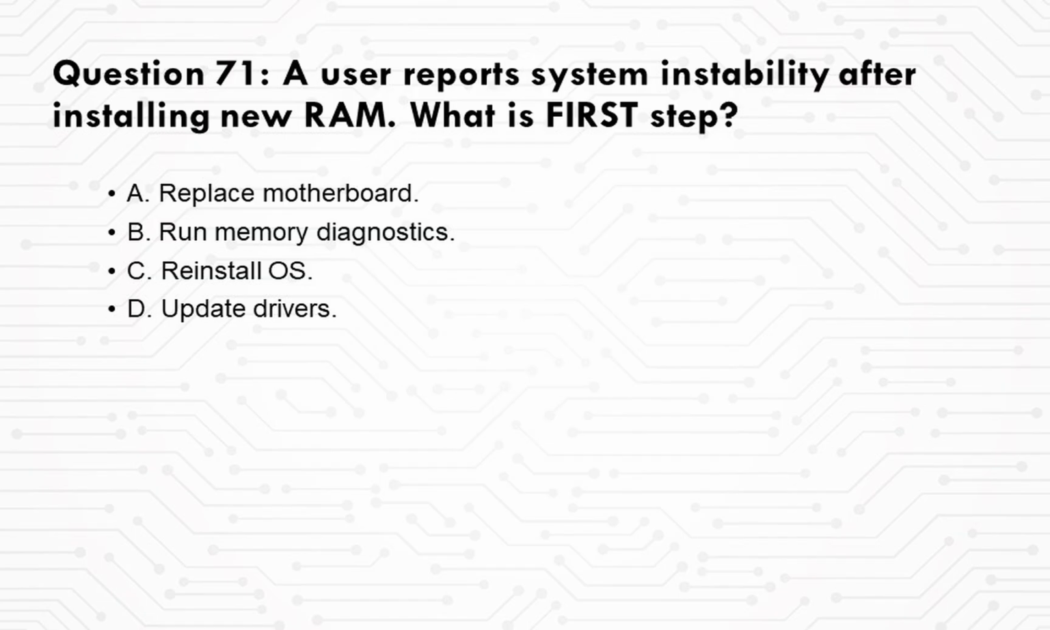Question 71. A user reports system instability after installing new RAM. What is first step? A. Replace motherboard. B. Run memory diagnostics. C. Reinstall OS. D. Update drivers. Answer: B. Test RAM before replacing components.